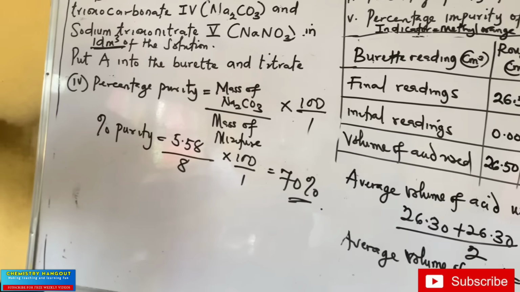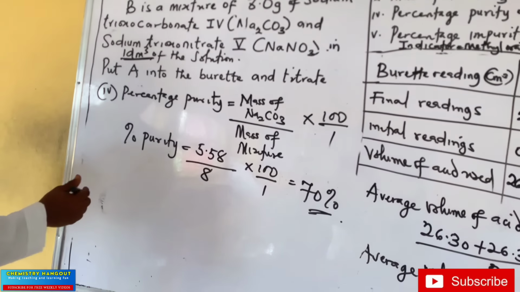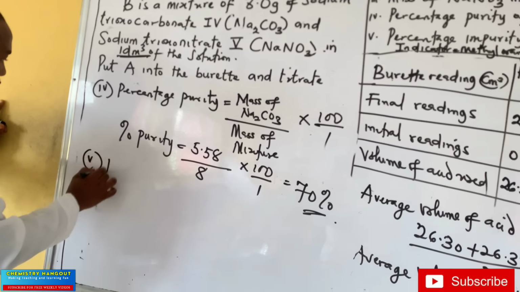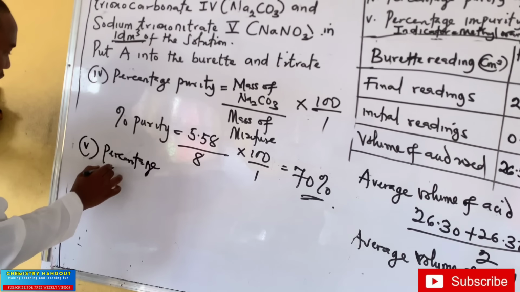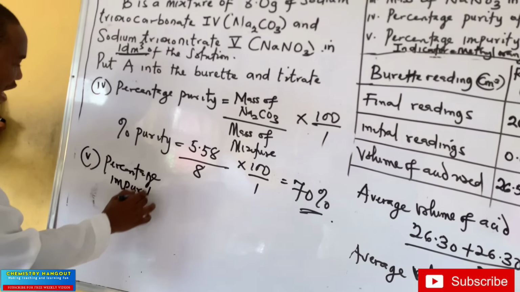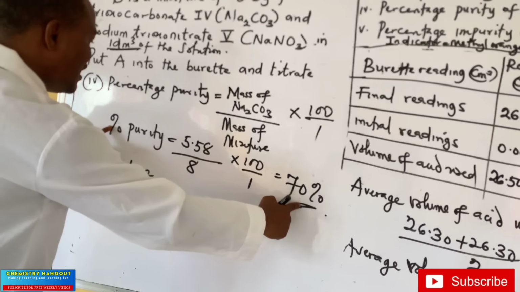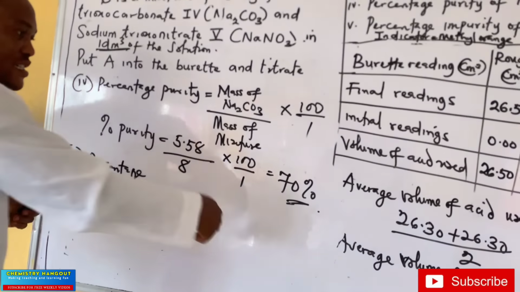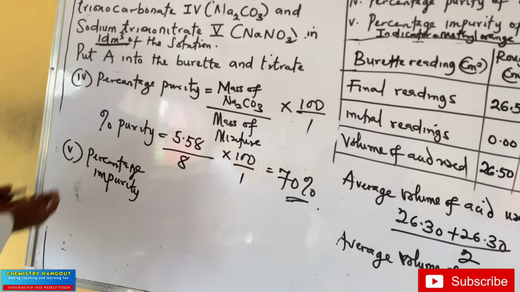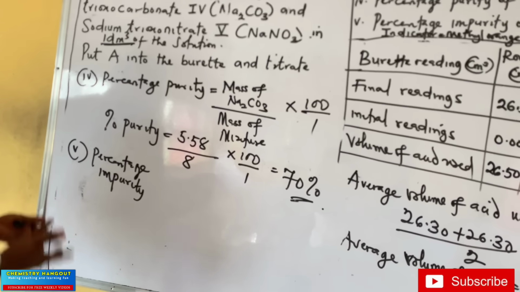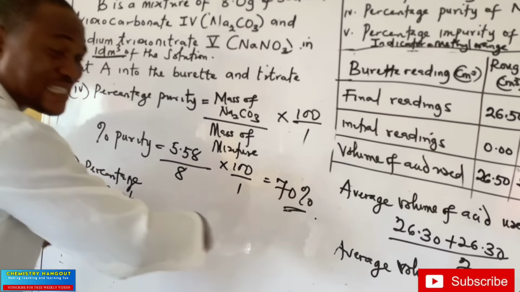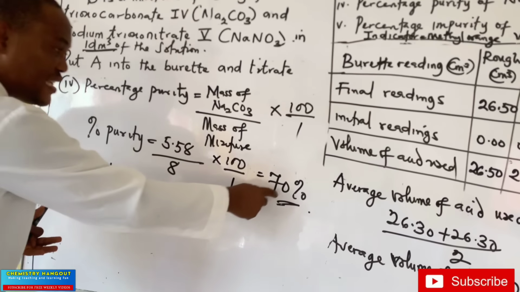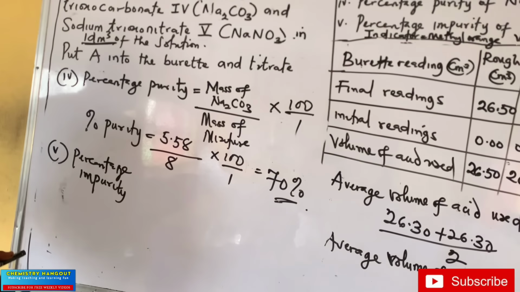So what is the percentage impurity? You can be asked that too, which is the last one. The percentage impurity. I can do this in two ways. Since the percentage purity is 70%, I can do 100 minus 70% to be 30% for the percentage impurity. Yes, it's correct. Since it is percentage purity, percent is in 100. So if the purity is 70, it means the impurity is 30.